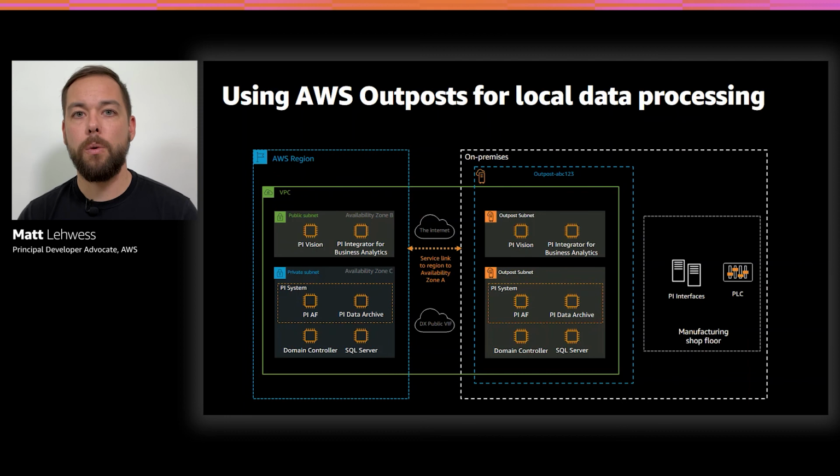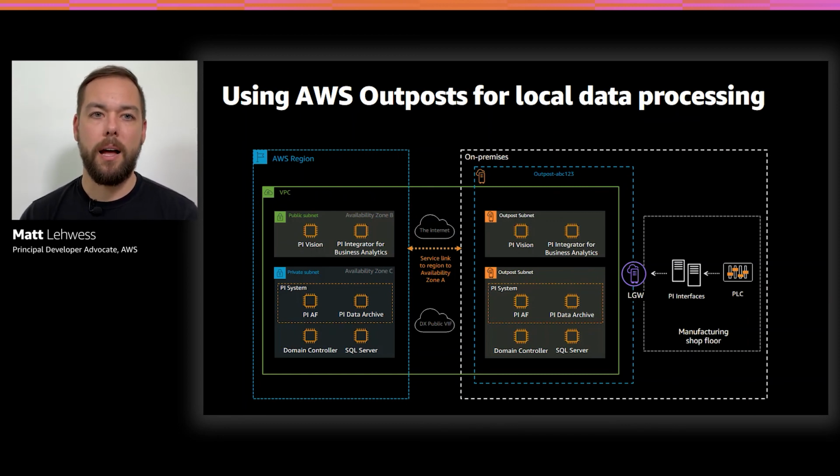In this case, we're using it for manufacturing, and we've got an outpost next to our manufacturing shop floor, or maybe in a data center right next to the manufacturing facility. Not all manufacturing facilities have the ability to have a data center-like rack next to the actual manufacturing line, so there are some things to consider. Here you can see that the Pi interfaces or our PLCs are communicating with the outpost via the LGW locally.